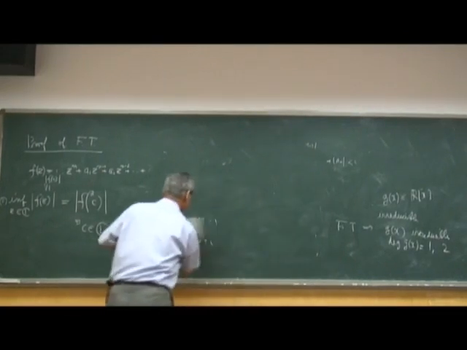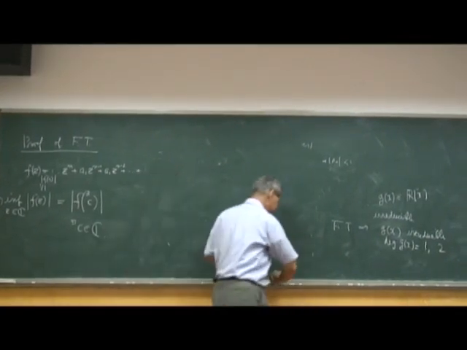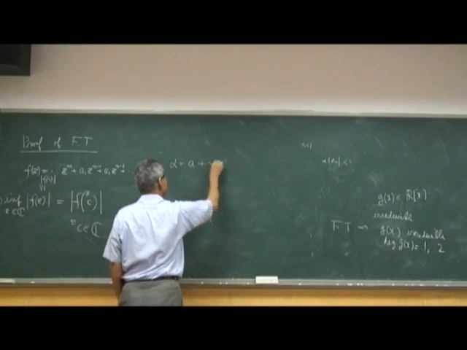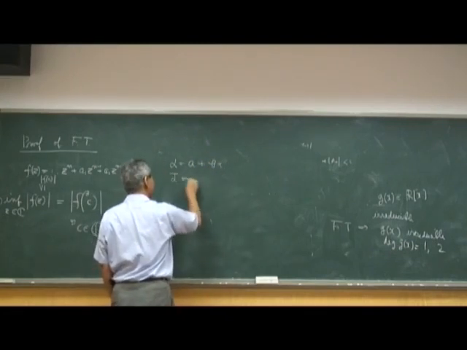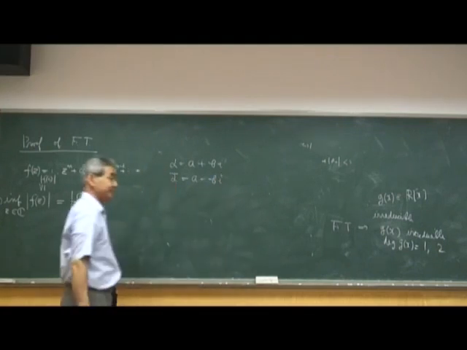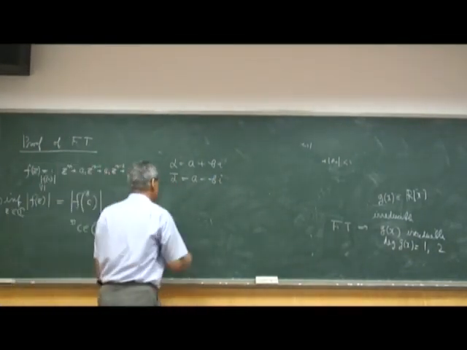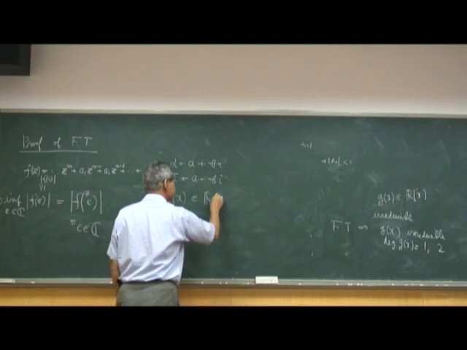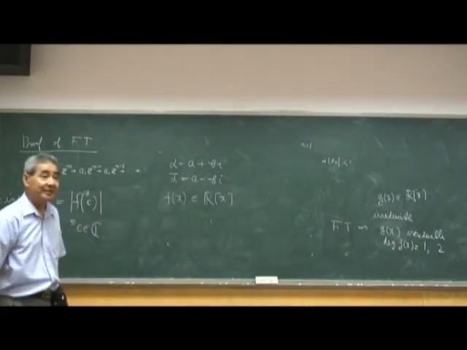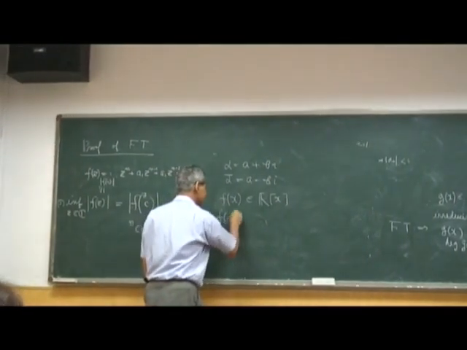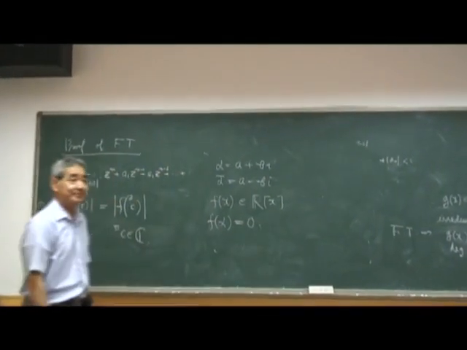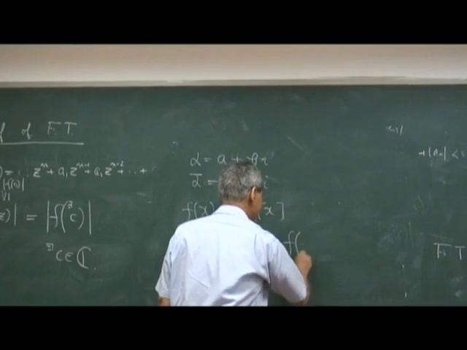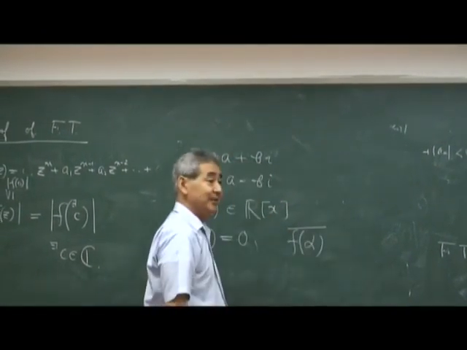What is the property of a polynomial with real coefficients? I already told you that if you have complex numbers, then there is the complex conjugate, a minus bi. Now assume that f(x) is real, and assume that f(alpha) is 0. Then if you take the complex conjugate here, it is also 0.